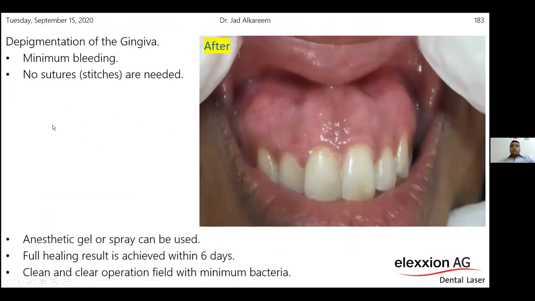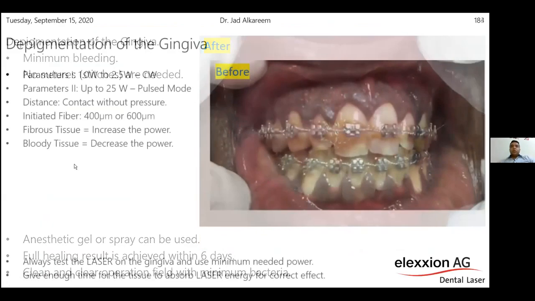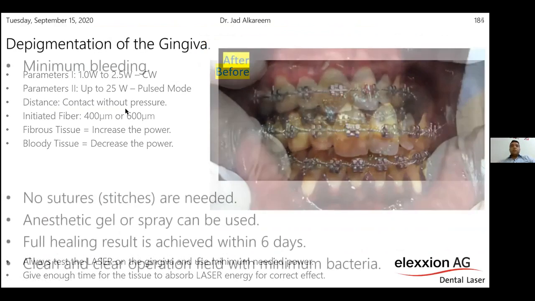So we have already spoken about a lot of depigmentation. So I will skip the depigmentation cases.